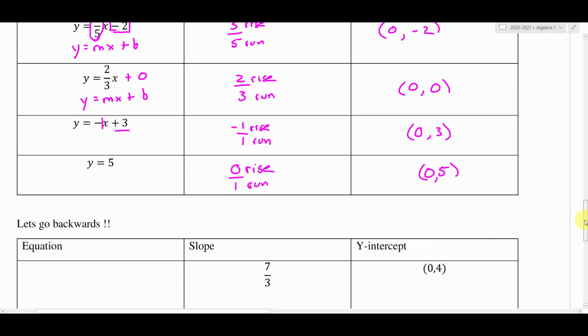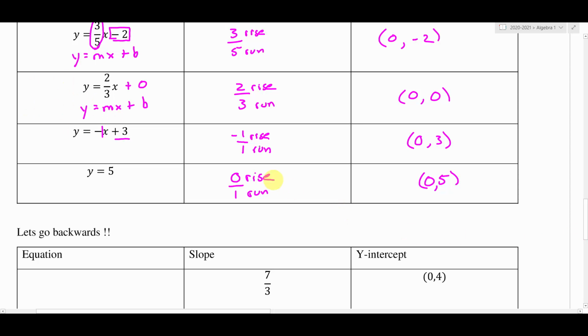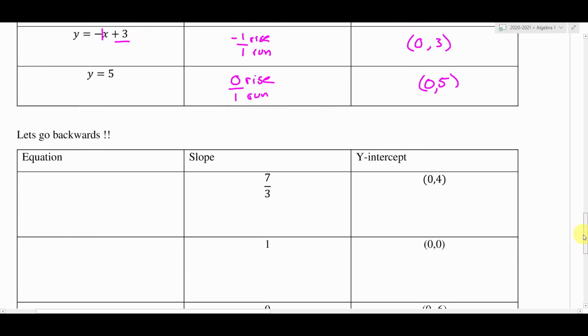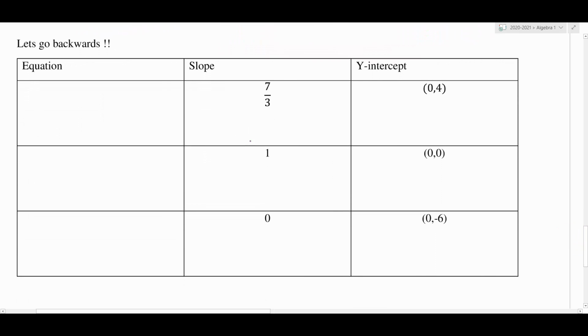All right. Those were some interesting problems, right? A little bit different than yesterday. All right, that's why we got to talk through those and look at those different scenarios. All right, but we're going to go the other direction now. So instead of giving you the equation, I'm going to give you the slope and the y-intercept, and I want you to write the equation. All right, so here we go.